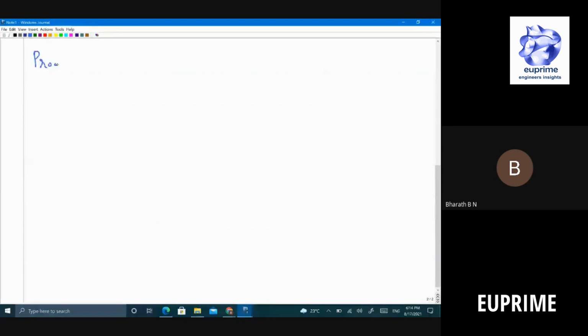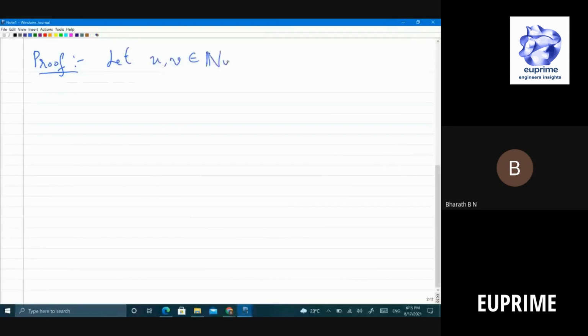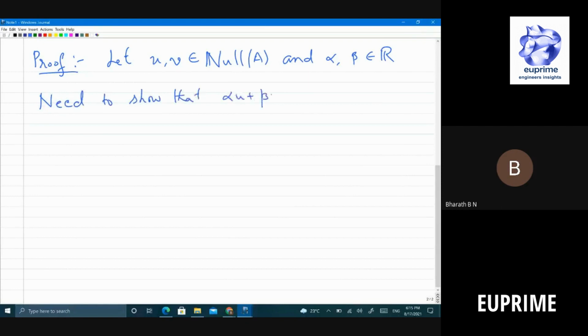Proof. You take any two vectors and two numbers. Let's say u, v belong to null of A, and alpha, beta belong to R. You take two numbers and two vectors. Need to show that the linear combination, that is alpha u plus beta v, belongs to null of A. That's all I have to show. Now, can somebody think of a proof? How do you prove that this is true?